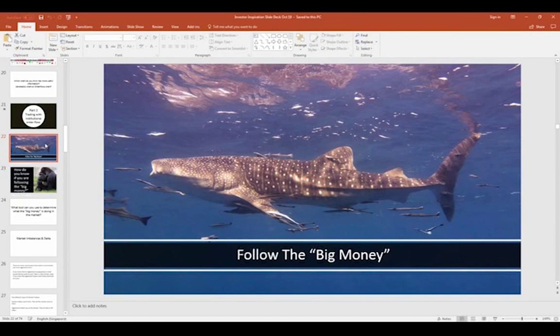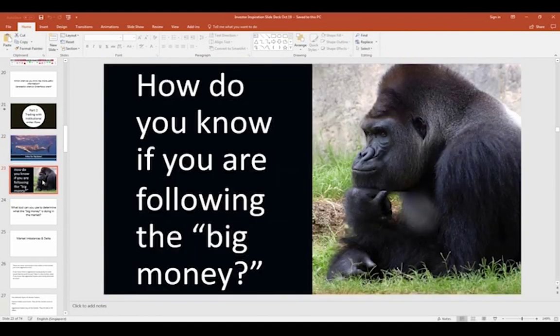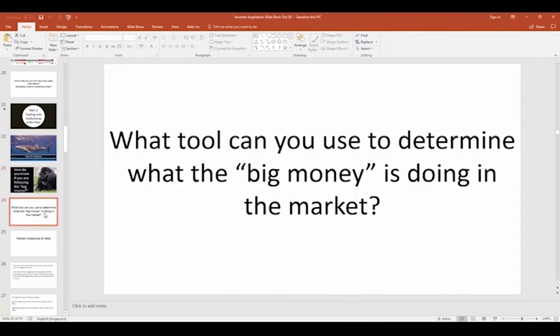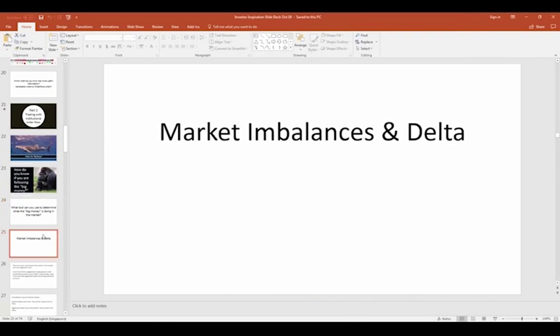So the next thing I want to talk about is trading with institutional money. Everyone says follow the big money. The way I think of it is the big whale, it's a whale shark actually, in the water, and all the little fish following it, all the little traders following the big whale. But how do you know if you're following the big money? Honestly, it's easier said than done. You need tools to determine what the big money, quote unquote, is doing in the market. And with order flow, you have two natural tools: market imbalances and delta, right?